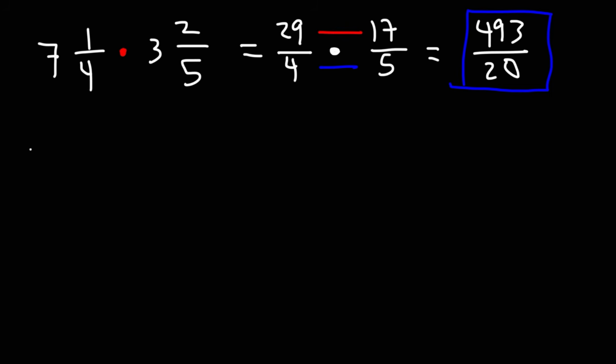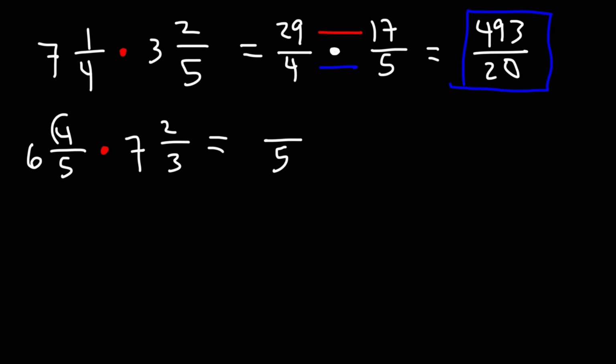Now let's try another example. So let's multiply 6 and 4/5 by 7 and 2/3. Go ahead and try that. So let's convert the first mixed number into an improper fraction. Let's begin by rewriting the denominator, and then it's going to be 6 times 5, which is 30, plus 4. That's going to give us 34. And then times, let's write the denominator of the other fraction. This is going to be 7 times 3, which is 21, plus 2, that's 23.